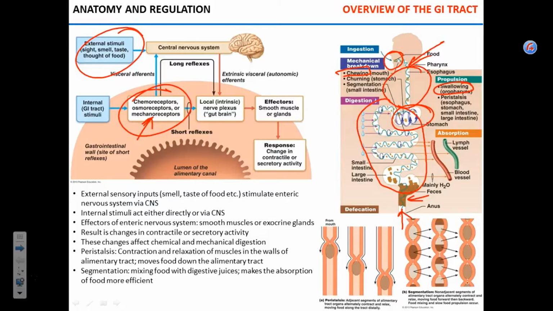It gets churned. So that's going to be peristalsis and segmentation here. Okay? What else do you have in the stomach? Acid and a bunch of enzymes. So it's chemical digestion again. And then from the stomach, it ends up in the intestine.